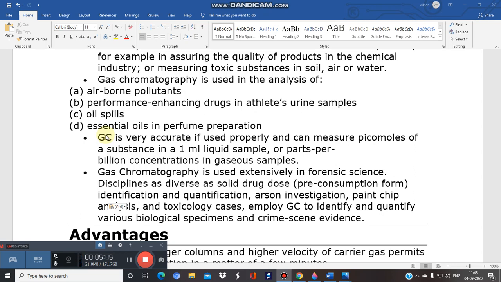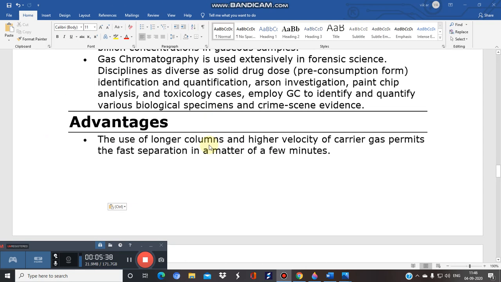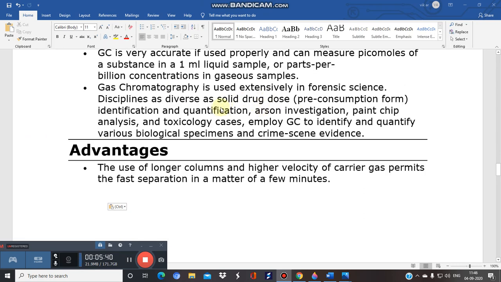Suppose we have a solid sample and we have to do GC. What we will do is convert the solid sample first into the vapor state, then we will set up a gas chromatograph. So gas chromatography is applicable for volatile samples. Next, yes, it is very accurate. It is used in the quantitative as well as the qualitative estimation of different types of constituents.